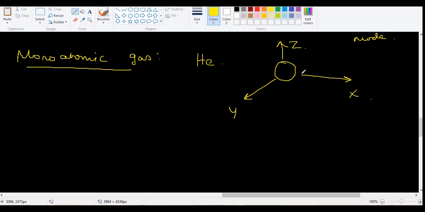But if you consider the rotation about this axis or this axis or this axis, the molecule is very small. Since the radius is very small, we ignore it; it doesn't have any rotational mode of energy. So it's not going to have any rotation. Then when will you have rotation? Suppose you consider a diatomic gas.